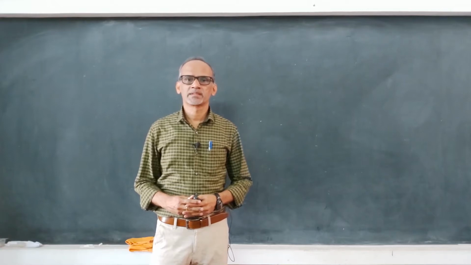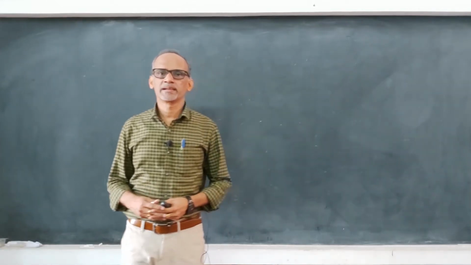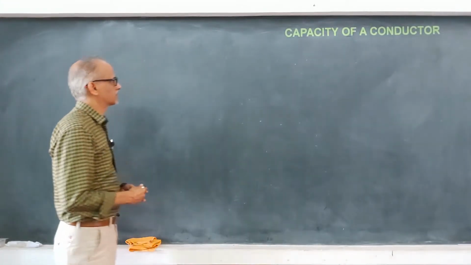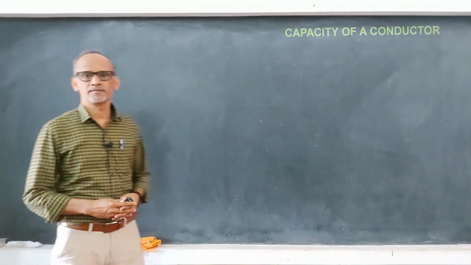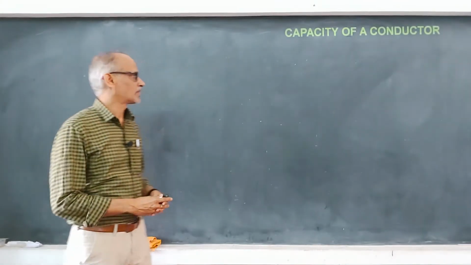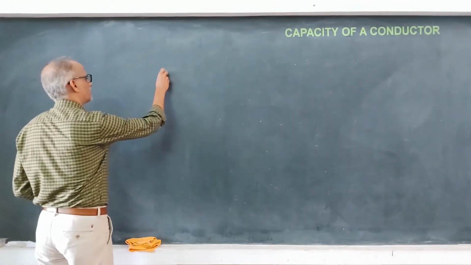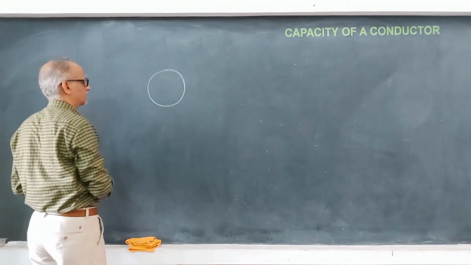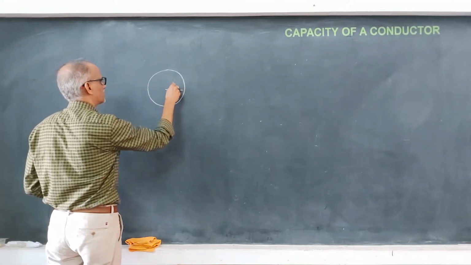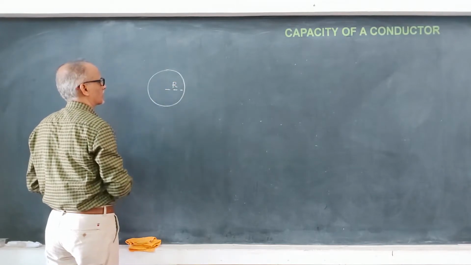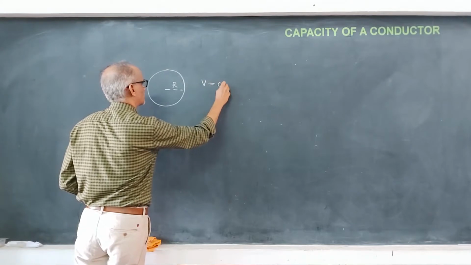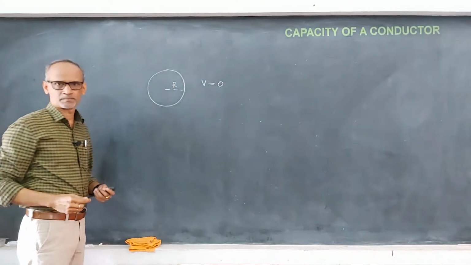Dear students, let's learn more about this chapter, electric potential. So we have a term called capacity of a conductor. Now to understand this, let me take the example of a sphere. So this is a spherical conductor having a radius r. Right now the potential is 0 because there are no charges over it.